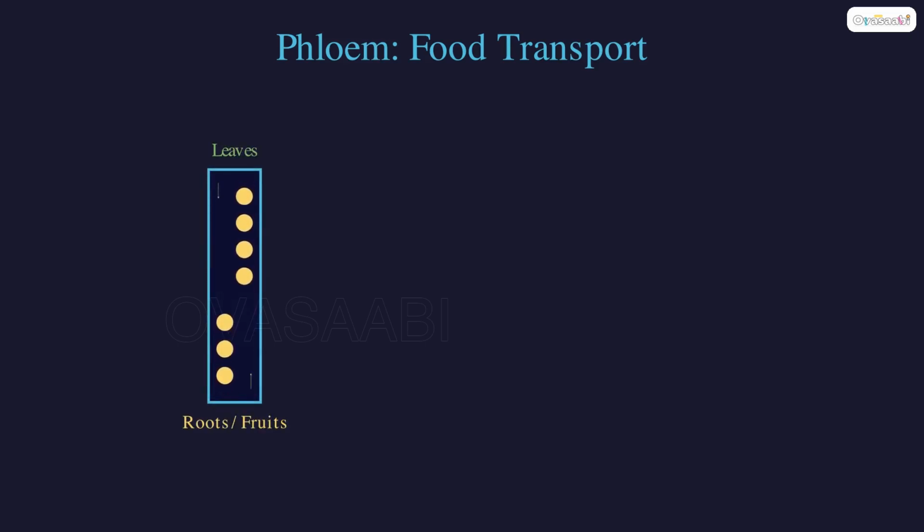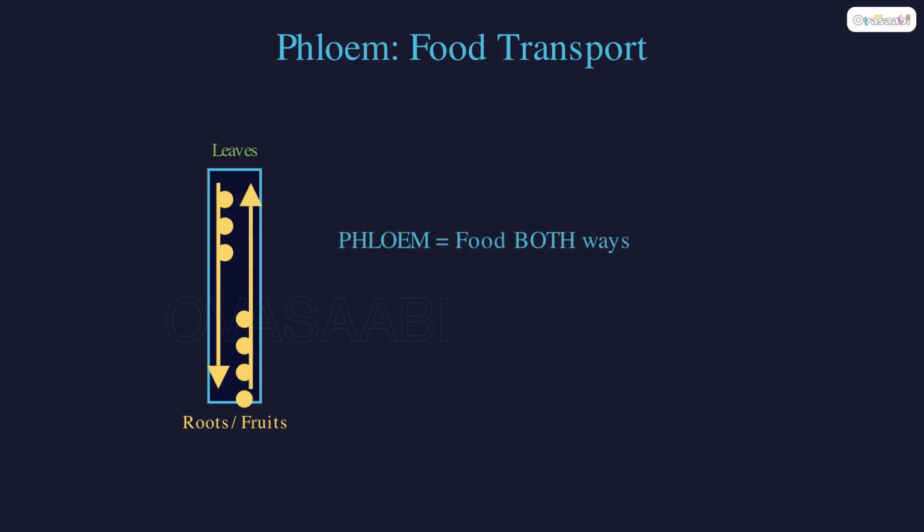Phloem transports food, mainly sugars made in the leaves, to all parts of the plant. Unlike xylem, phloem cells are alive and move food in both directions.